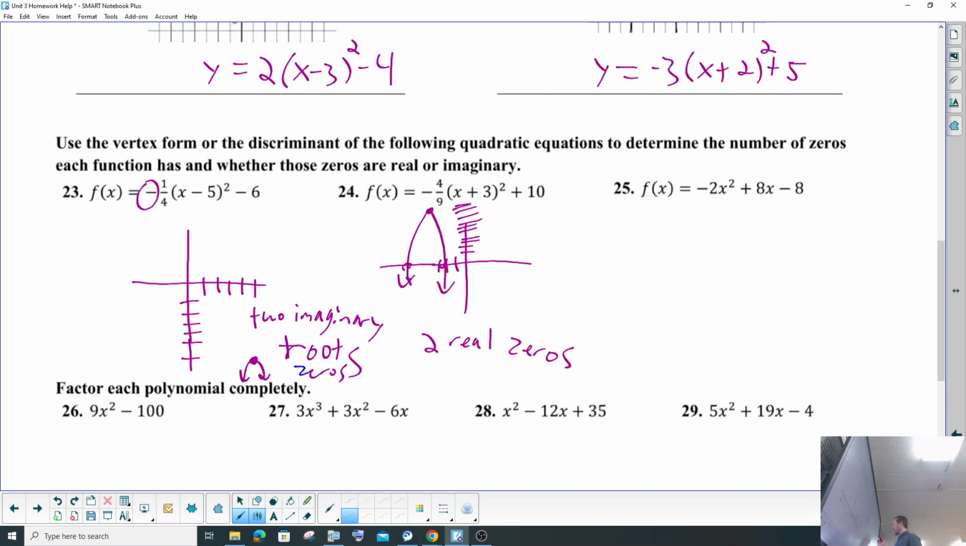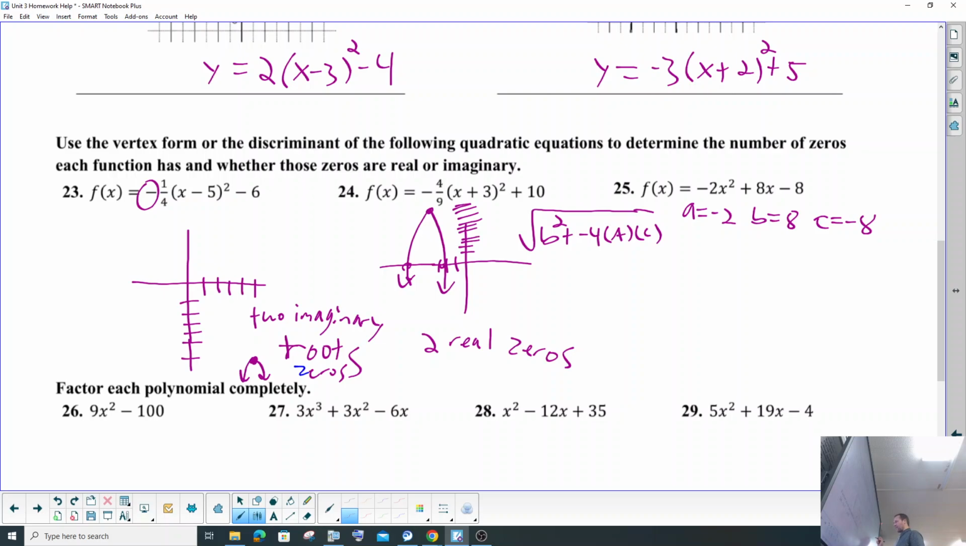Okay, what about this one? So I might pull a 2 out, I might factor it, I might have to use the discriminant. Do you remember the discriminant? So that's going to be a equals negative 2, b equals 8, and c equals negative 8. Right? So the discriminant formula is the square root of b squared plus a negative 4 times a times c. So let's use the discriminant now.